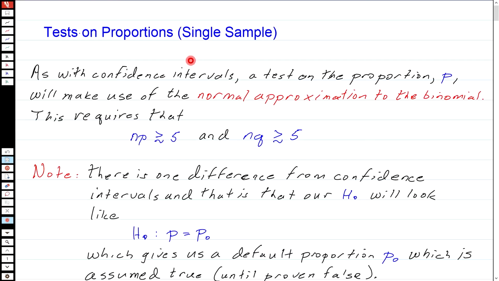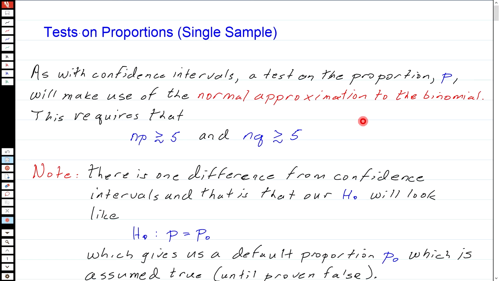Okay, as we saw with confidence intervals, a test on the proportion will make use of the normal approximation to the binomial. And this basically requires that np is approximately greater than 5 and nq is approximately greater than 5. It just means that the n and p values are selected such that we're not too close to either end of the distribution of the binomial. A binomial distribution must be between 0 and n successes in n trials. So the normal approximation to that, if you're too close to either end, will extend beyond the endpoints and result in an error.